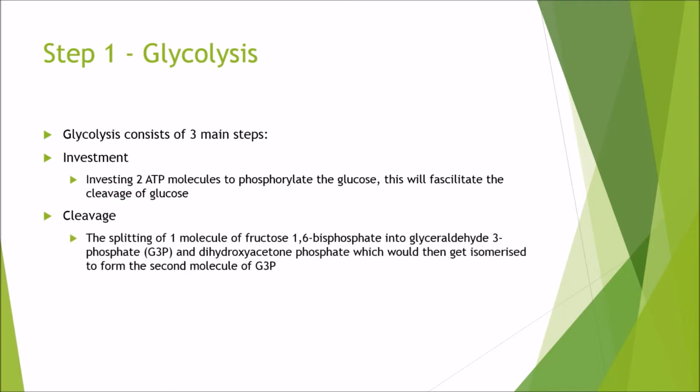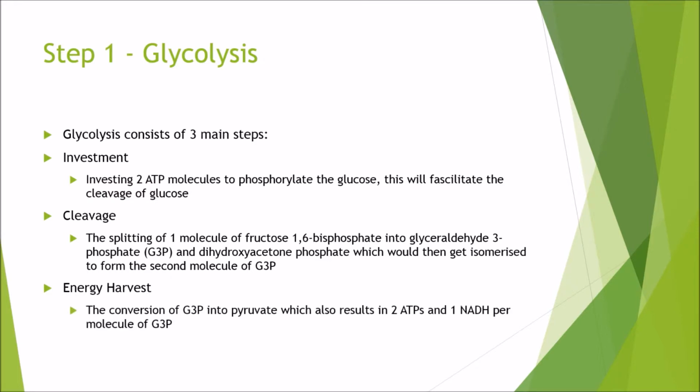This is the splitting of one molecule of fructose 1,6-bisphosphate into glyceraldehyde 3-phosphate, also known as G3P. This also forms dihydroxyacetone phosphate, which then has to get isomerized to form the second molecule of G3P. Then the final step is the energy harvest. In the energy harvest, this is the conversion of G3P into pyruvate, which also results in two ATPs and one reduced NAD per molecule of G3P.